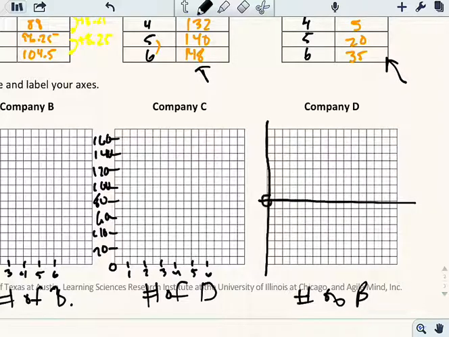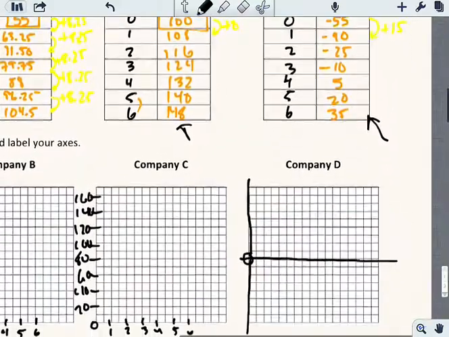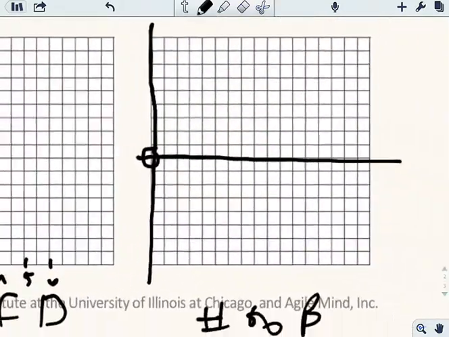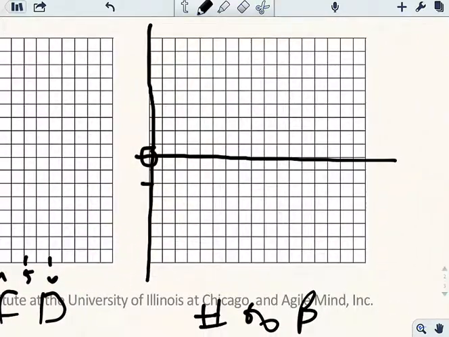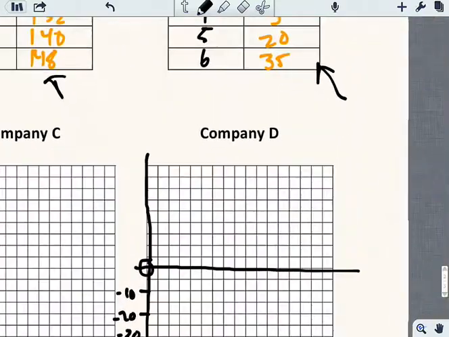To allow for some negative numbers, I have to go from negative 55 all the way to 35. So let's see what we can count by. Let's see, 10, 20, 30, 40. That'll work. So let's count by 10s. Negative 30, negative 40. I have to get all the way up to 35.